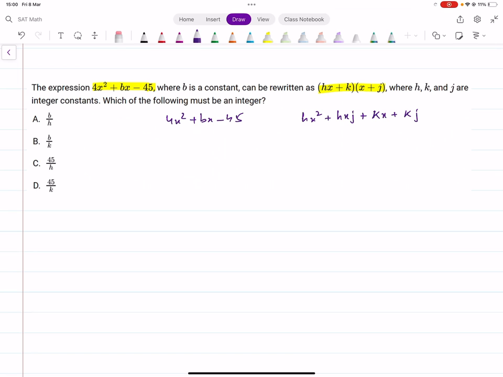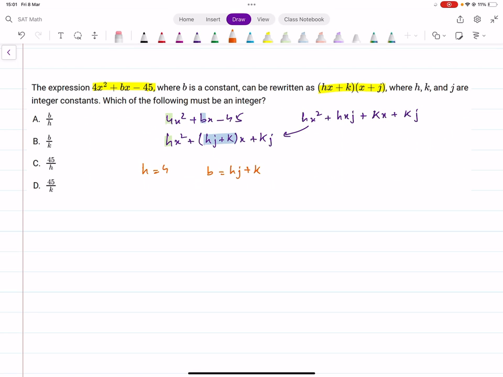Okay, now what's the coefficient of x squared that we're getting? We're getting h x squared. That means the value of h is supposed to be 4. Okay, let's actually simplify this first. We could write that expression as hx squared, and then we could take x common. That would leave us with hj plus k inside, times x, and then kj outside. Now this gives us that the value of h is supposed to be 4, right? When we compare the coefficients of x squared, and if we compare the coefficients of x, that gives us b equal to hj plus k.